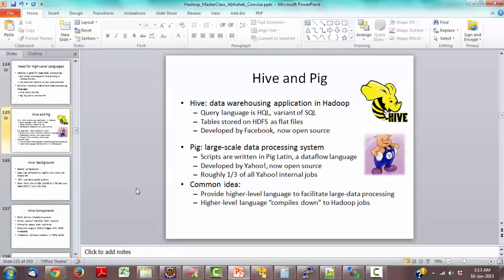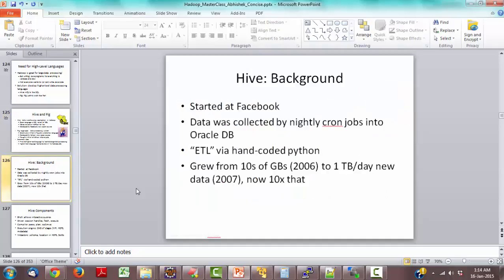But the common idea is that you provide a higher level language to facilitate large scale data processing. Eventually, the Hive and Pig scripts and code that you write using these tools compile down to MapReduce jobs. Internally, there are code generators that generate MapReduce jobs that run on the cluster. Having looked at that, let's look at Hive first, and then we'll look at Pig.